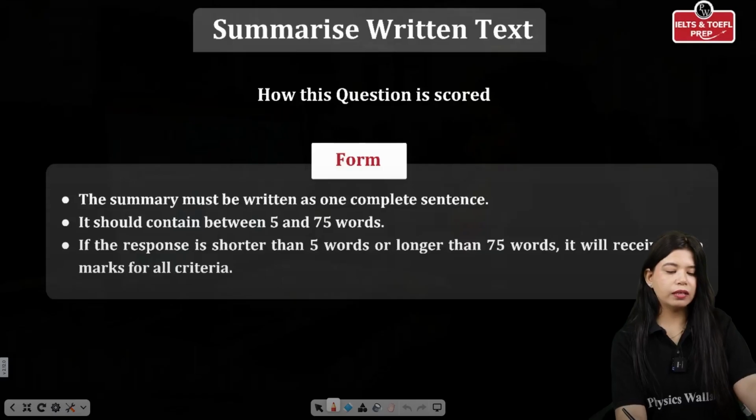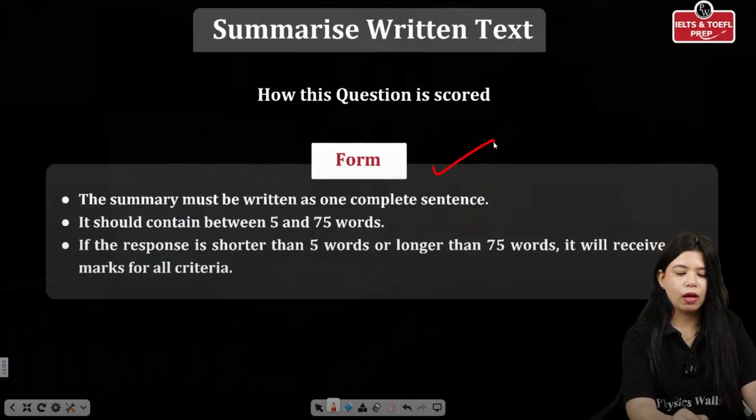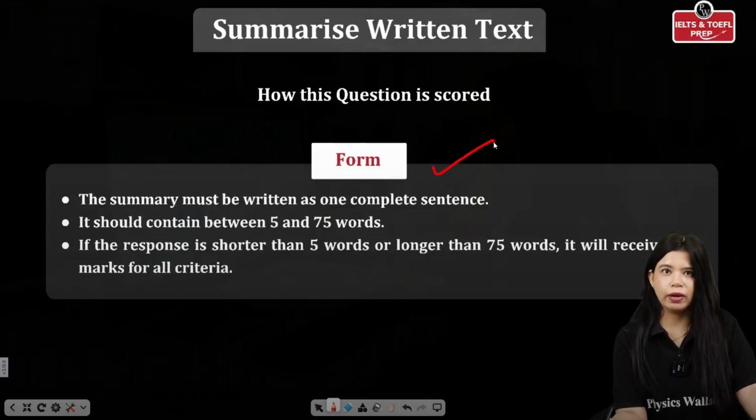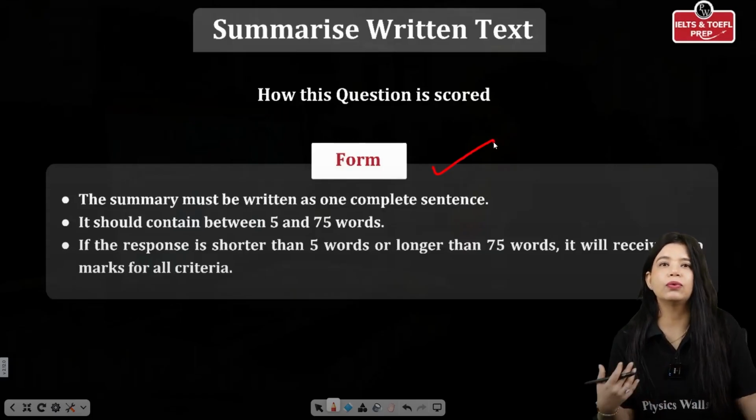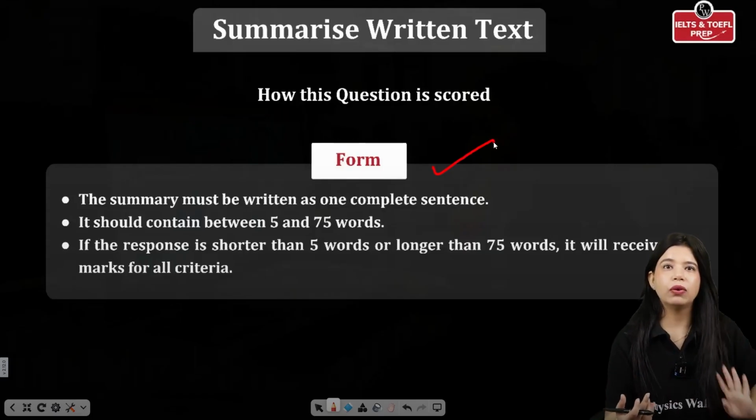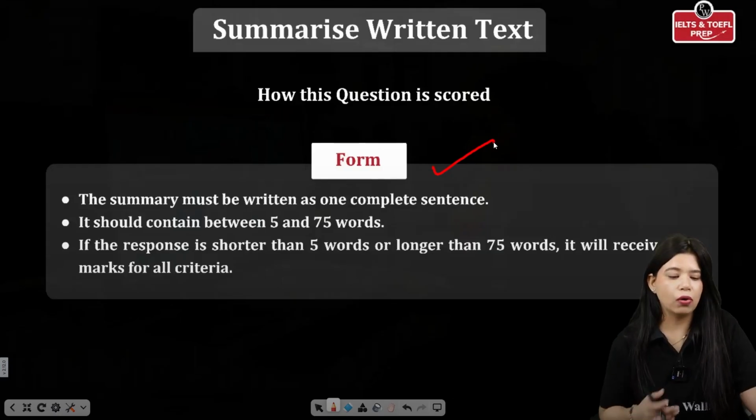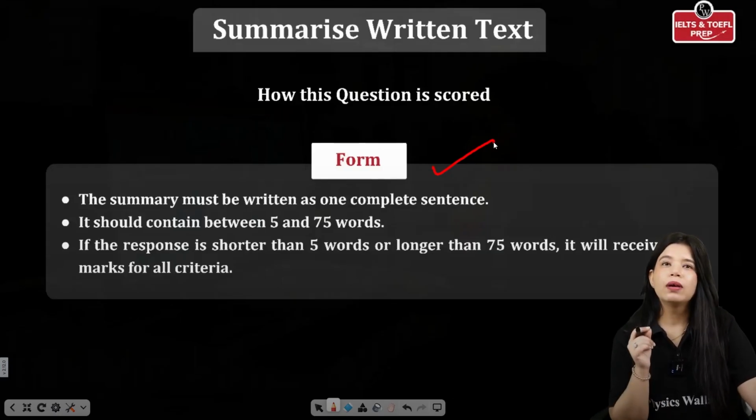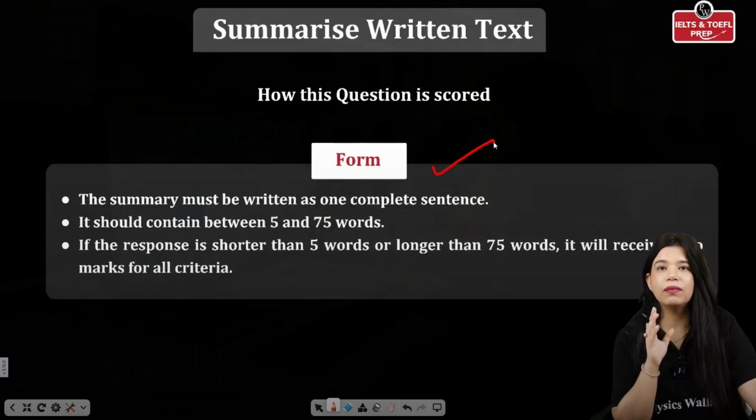Okay, so another thing that you will be scored on is the form. Now, one, you will be given scores on content, where they will check whether you have included the main key points or not, whether the meaning is the same or not. In form, it's about the words that you are using. I mean the word limit.